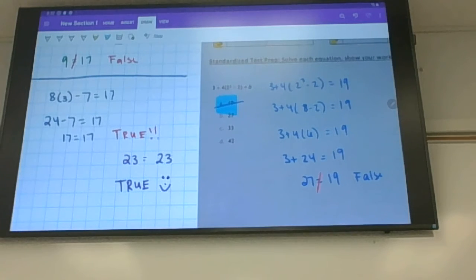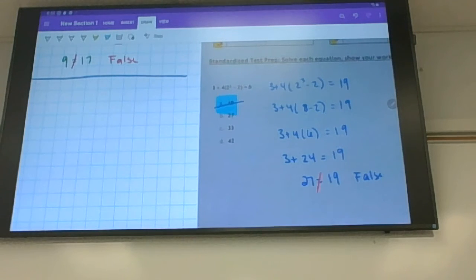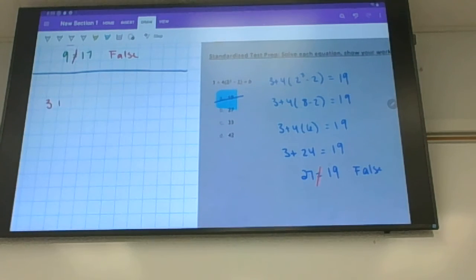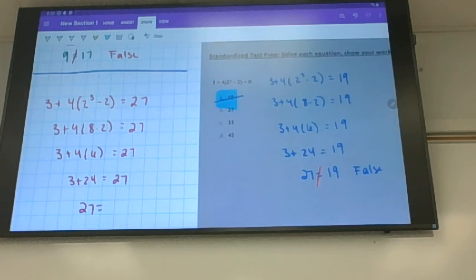And then I'll head to letter B. 3 plus 4 times 2 to the third minus 2, does it equal 27? True. So we'll circle 27. When you plug 27 in for B, the sentence comes out true.